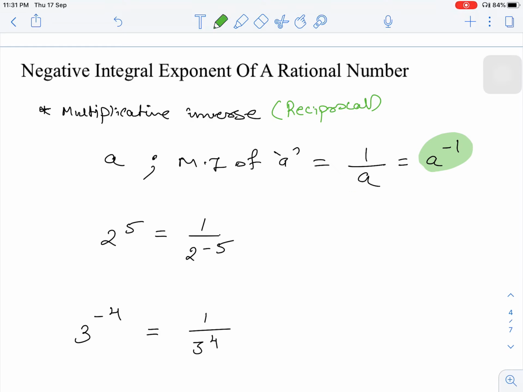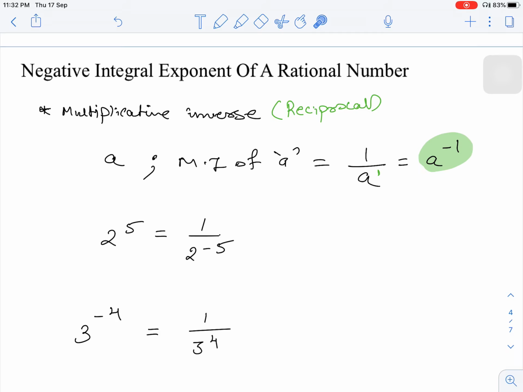Now remember that here for this a there is no power. If there is no power, it means the power is 1. Now I want to write this a in the numerator, I want to bring it to the numerator. So whenever you bring a number from the denominator to the numerator, or from the numerator to the denominator, the sign of the power changes, and the number remains as it is.